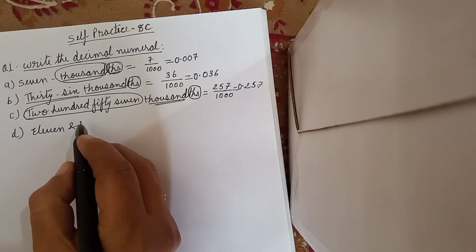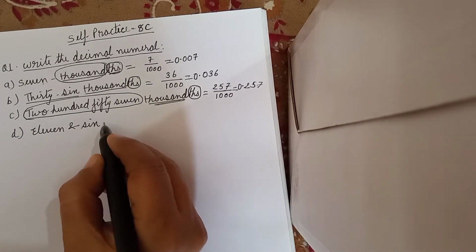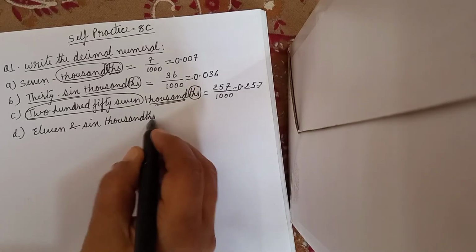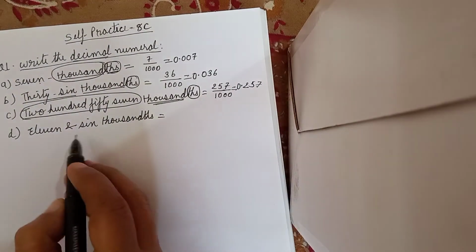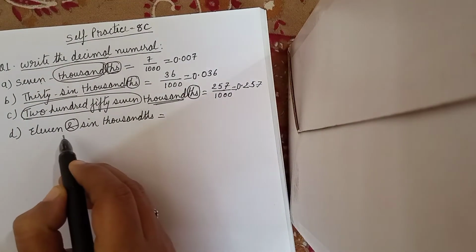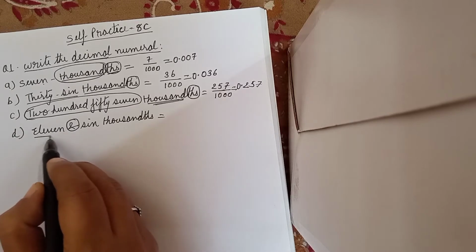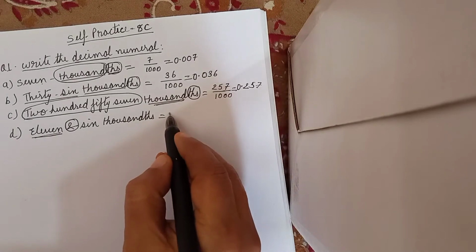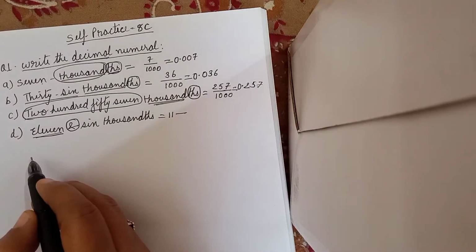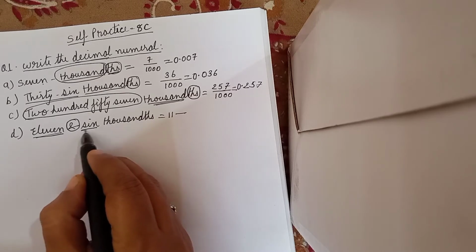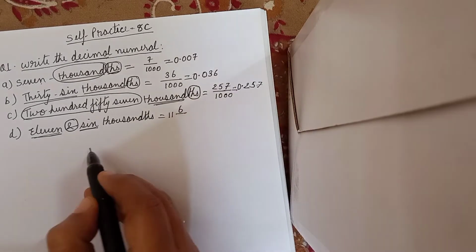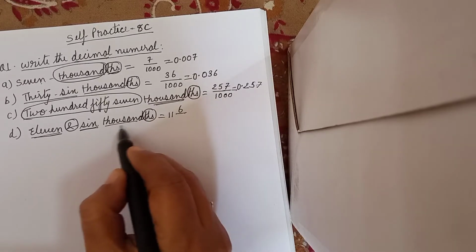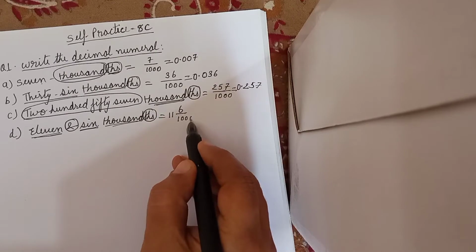Now next question, question number D, is 11 and 6,000. See here it is written 11 and, before 'and' it is written 11, so 11 will be a whole number. And after that here it is written 6, so 6 will be a numerator. And in thousands again THS is written, so 1000 will be a denominator.